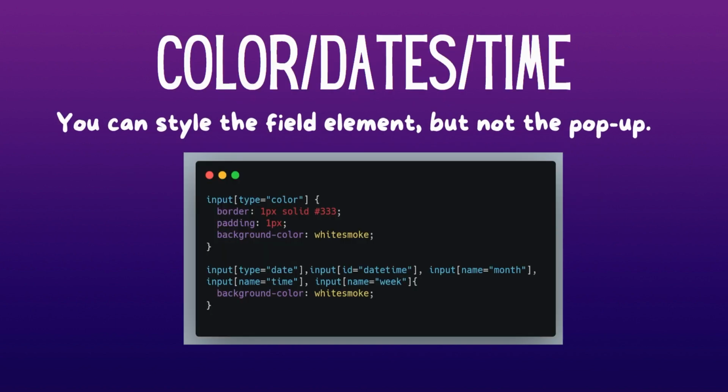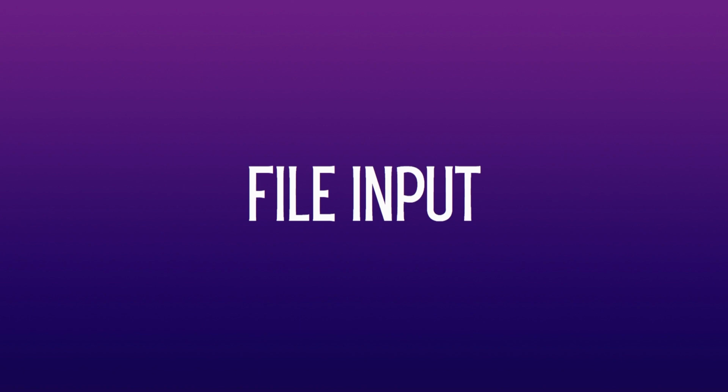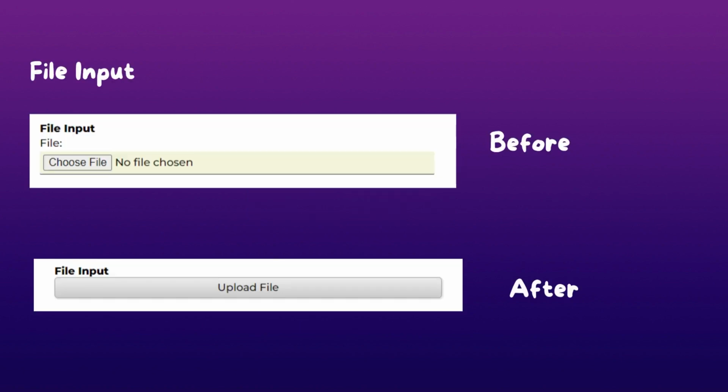Color, dates, and times. You can style the input portion of the field, to the best of your ability, giving it background color, border, padding, things of that nature. But when it comes to the actual widget that pops up when you click on the buttons, you can't really style those, so good luck. This is an example of before we added specific styles to these input types and after. Very gorgeous.